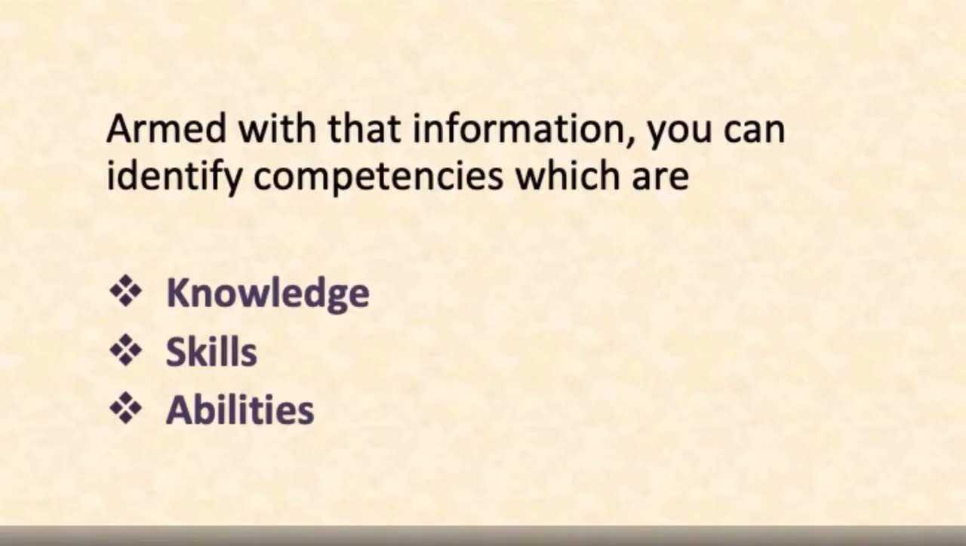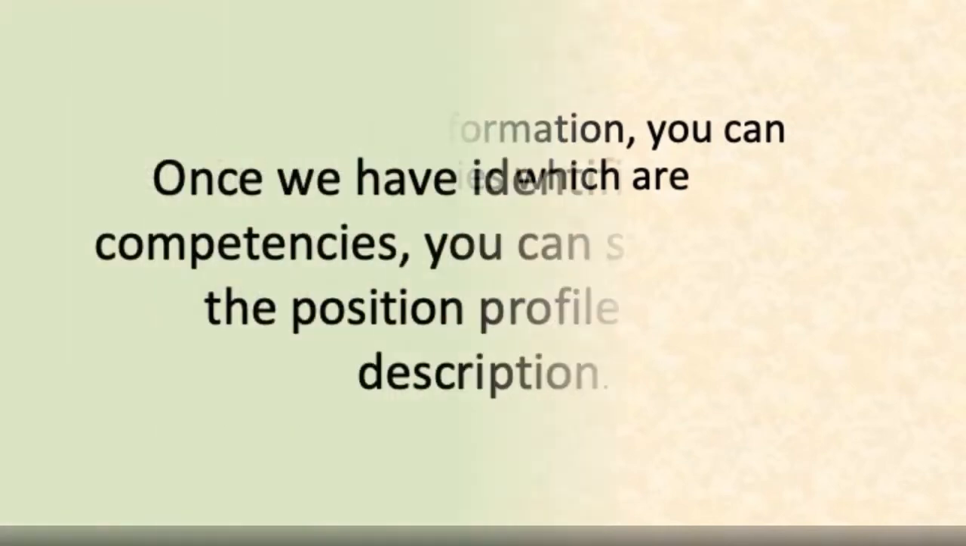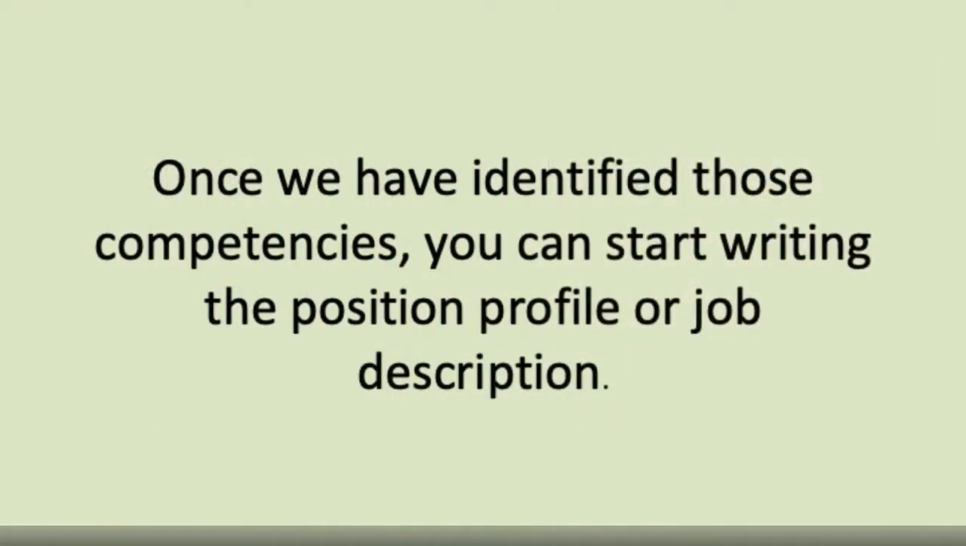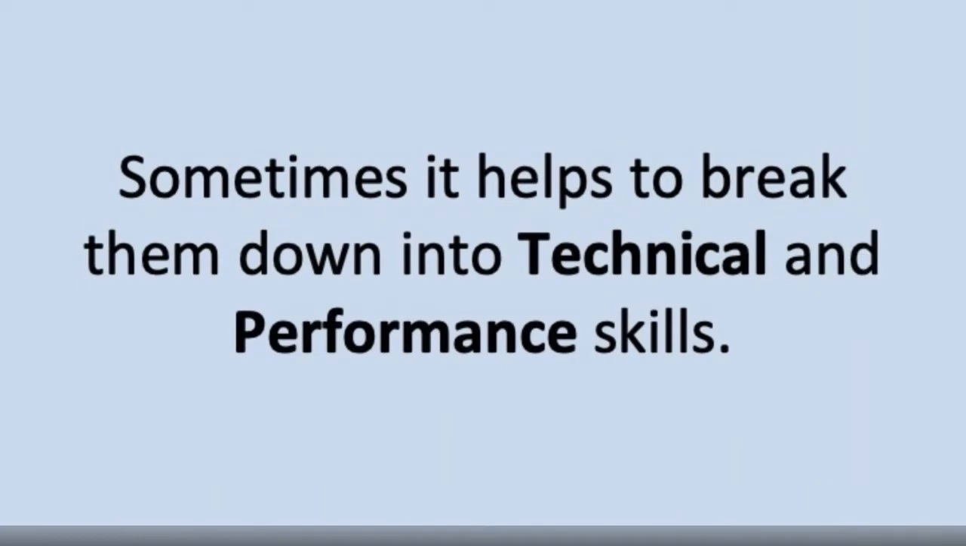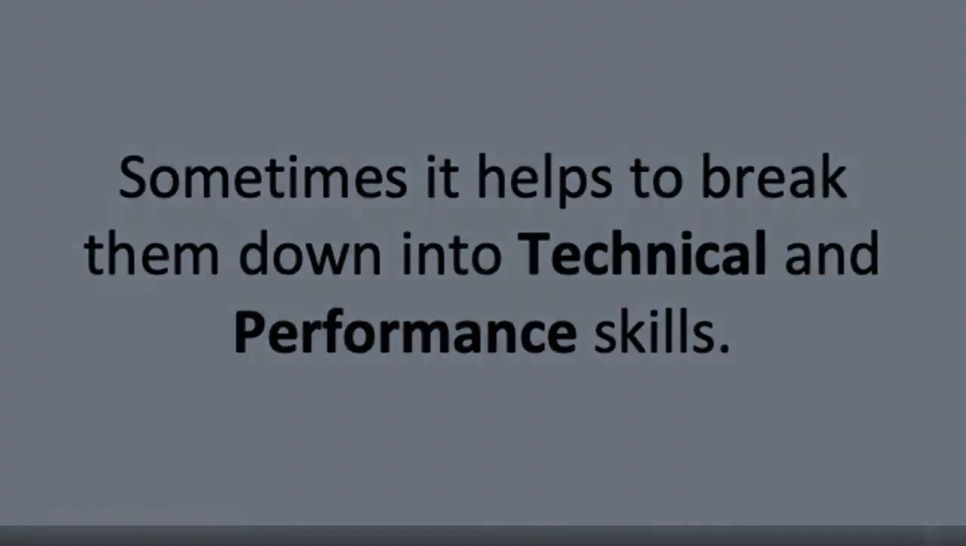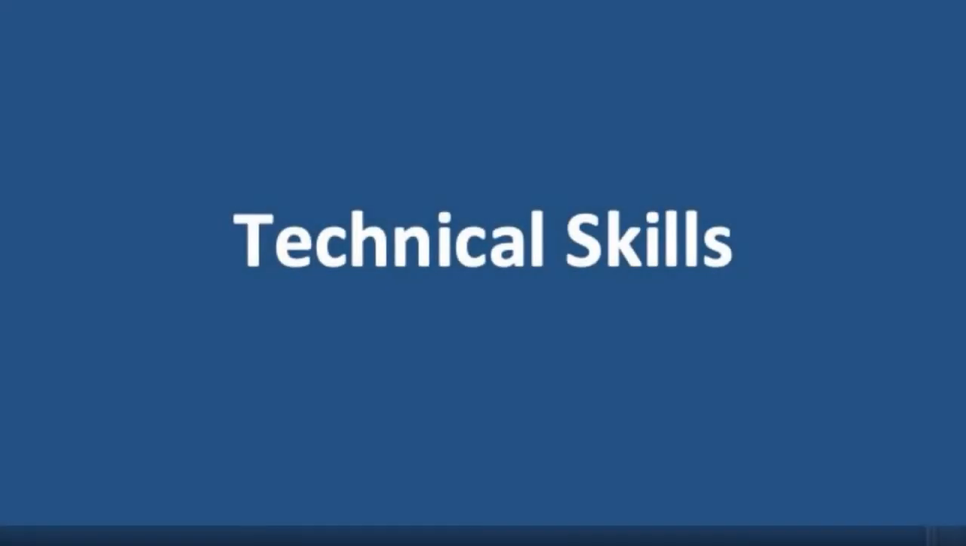You have done the job analysis in some form. Now, armed with that information, you can identify competencies, which are knowledge, skills, and abilities that will be required to do the job. Once we have identified those competencies, you can start writing the position profile or job description. Sometimes it helps to break them down into technical and performance skills. First, let's start with technical skills. These are skills that call upon specific technical knowledge or experience.